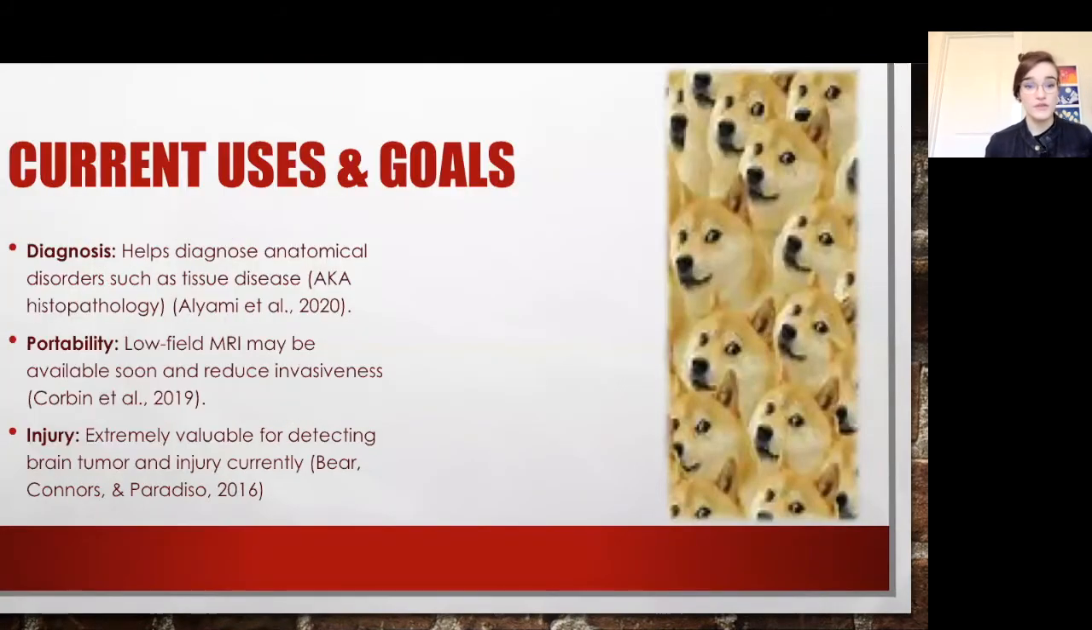As for the current uses and goals, MRI is mainly used in diagnosis and helps diagnose anatomical disorders such as tissue disease, otherwise known as histopathology. It's also useful in injury. It's extremely valuable for detecting brain tumor and injury currently because those are more anatomical, and don't involve very much activity. And finally, portability is a goal of the MRI. Low-field MRI might be available soon and reduce the invasiveness of the procedure.